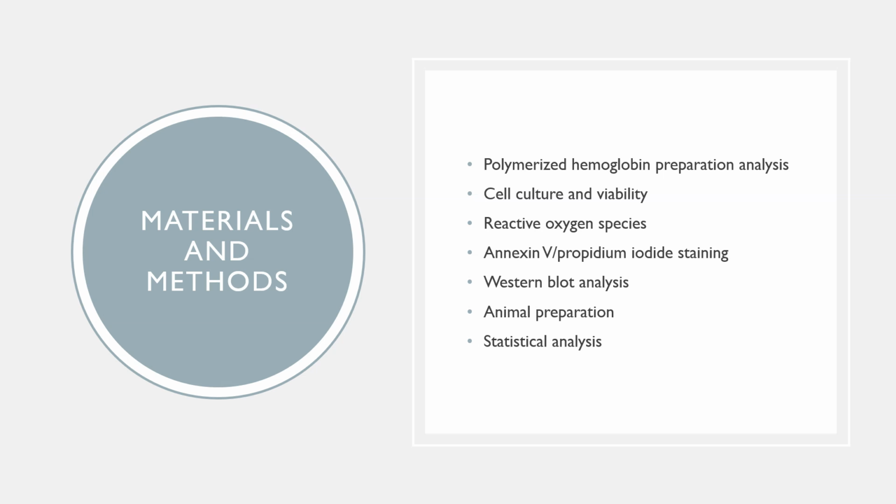The in vitro cells were seeded in 96 well plates that were incubated overnight in the hypoxic conditions, which were created using the Pro-Ox oxygen controller. And this was before they added the polymerized hemoglobin. So they were then cultured for 48 hours with and without additional polymerized hemoglobin and with different concentrations of cisplatin.